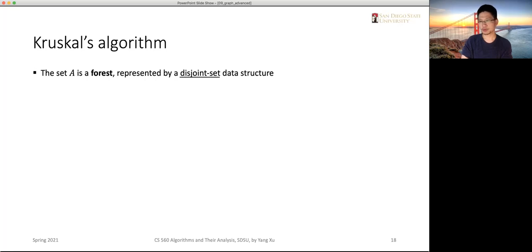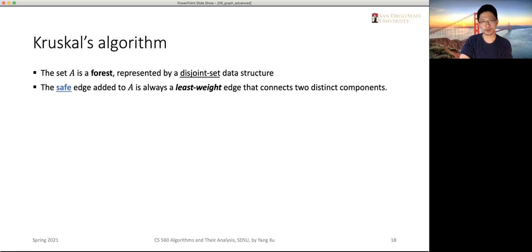So in Kruskal's algorithm, the subset A is a forest, okay, as we just analyzed. And in particular, we are going back to using the data structure disjoint sets, okay? So this is not the first time that we came across this data structure, right? We revisited it last Tuesday when we talked about strongly connected components. We showed that disjoint sets can be used to find the connected components, right? So it's used again here in Kruskal's algorithm.